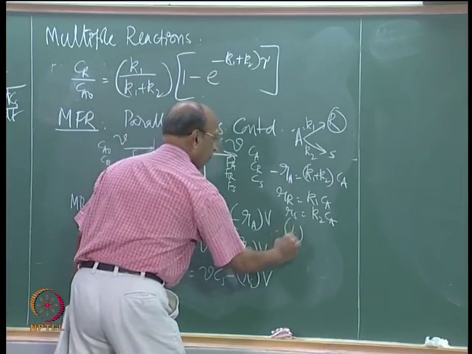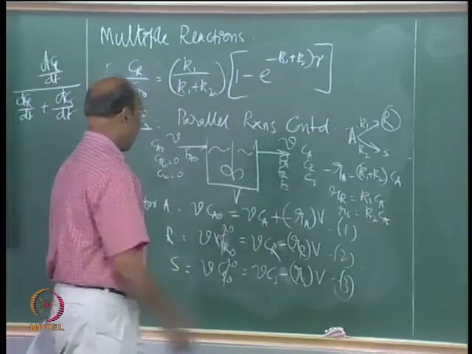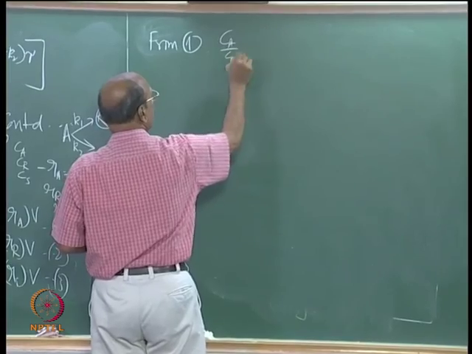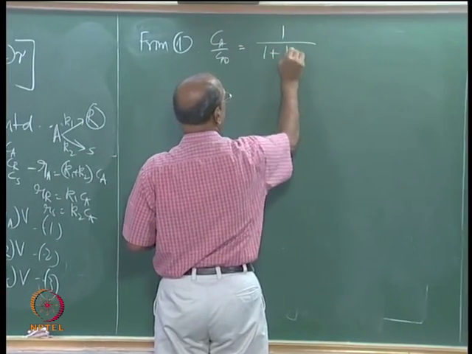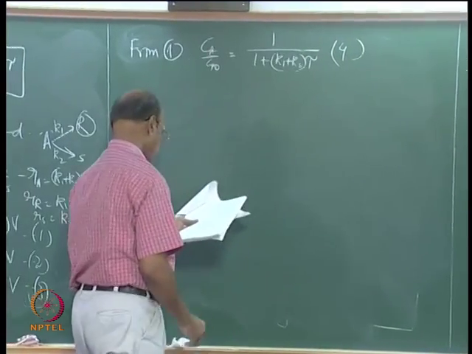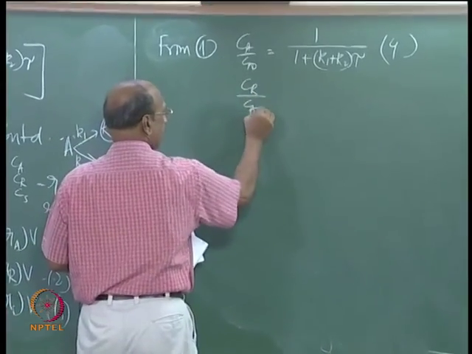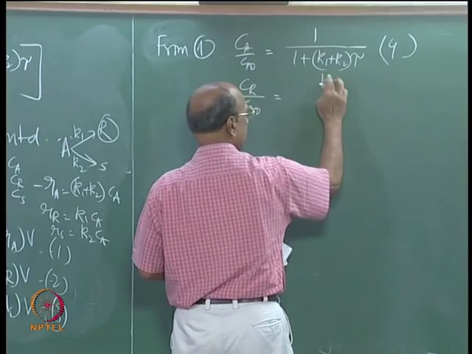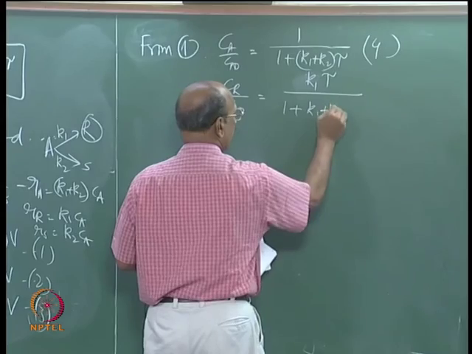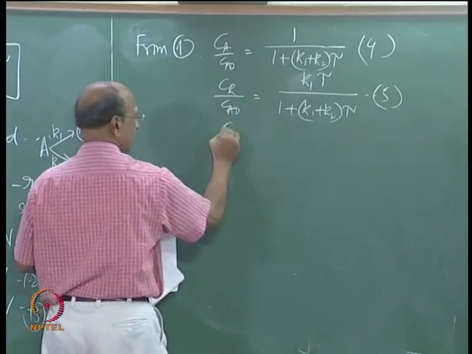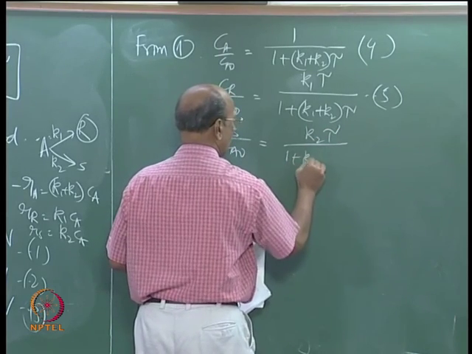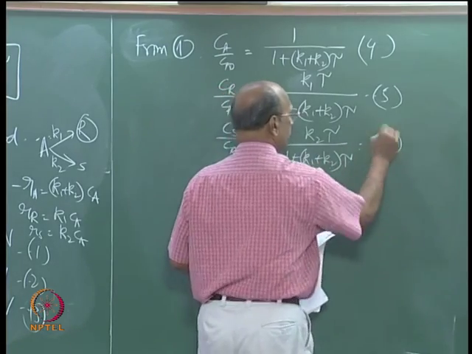Okay, I think I will at least try here for this 1, 2, 3. Okay, from 1, we can write C A by C A naught equal to 1 by 1 plus, this is 4. Okay. For C R, C R by C A naught, we can get that from those equations, K1 tau by, okay, what should be for C S? Yeah, so these are the equations.